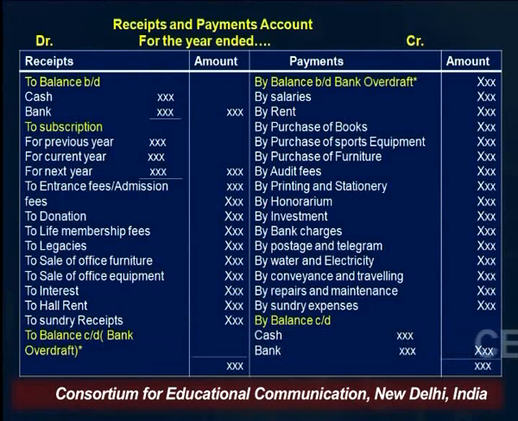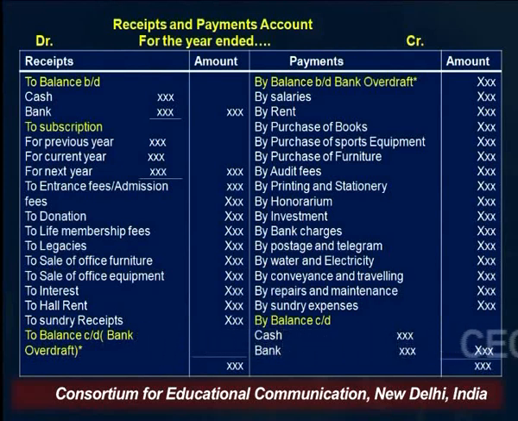Basically, the receipt and payment account includes all types of items, capital and revenue nature, related to the current year, previous year or next year, while the income and expenditure account records only revenue nature items and only those items which are of the current year. So before attempting the question, we have to see the receipt and payment account. All the items appearing on the debit side, that is the receipt side, we have to segregate.